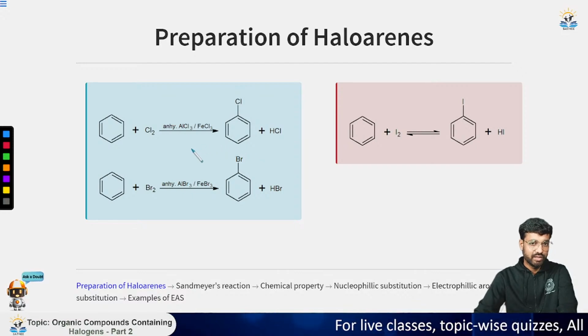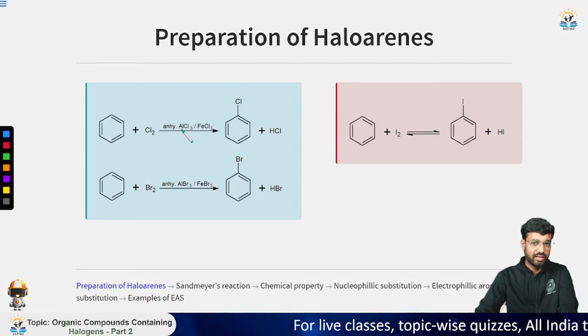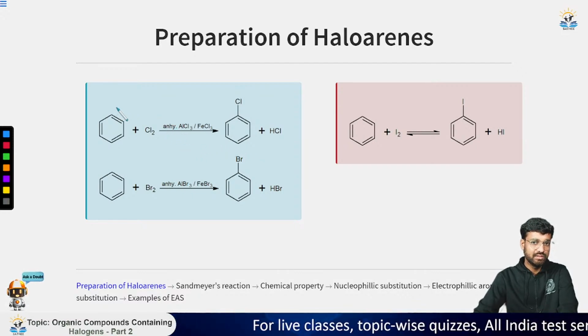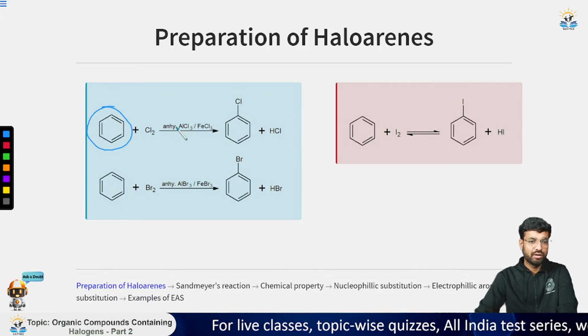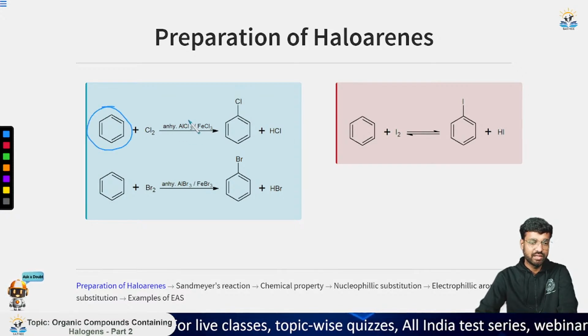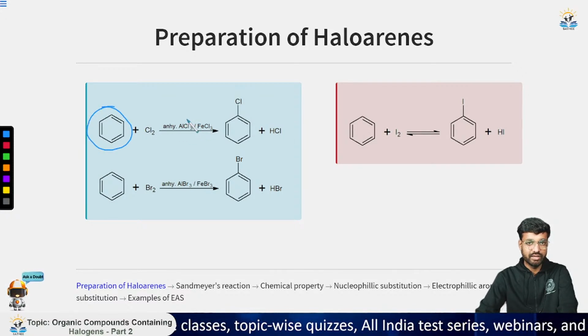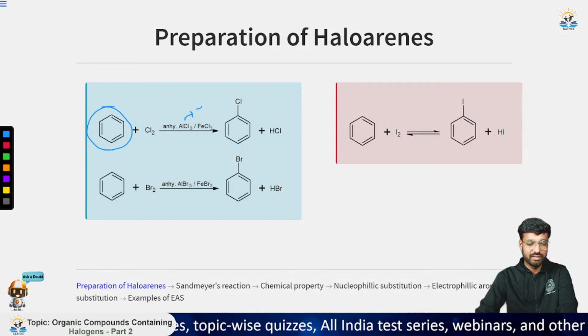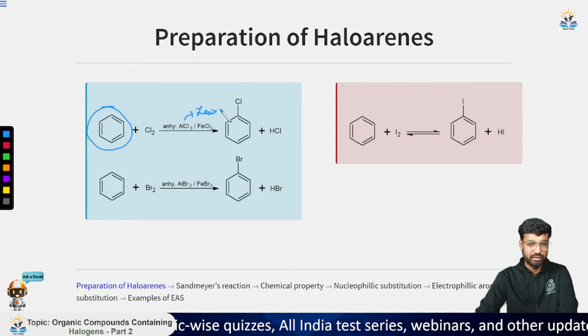Here we are doing a halogenation using electrophilic aromatic substitution of benzene. We are taking a salt of iron, or AlCl3. Both act as a Lewis acid here.